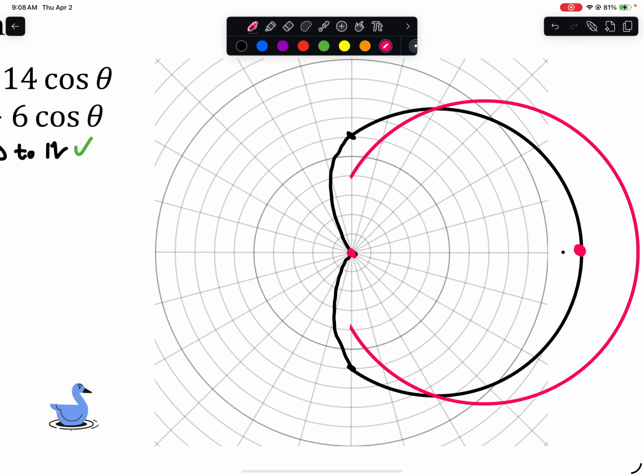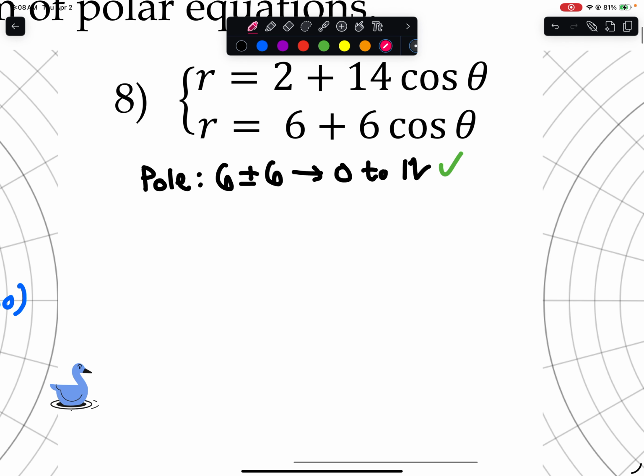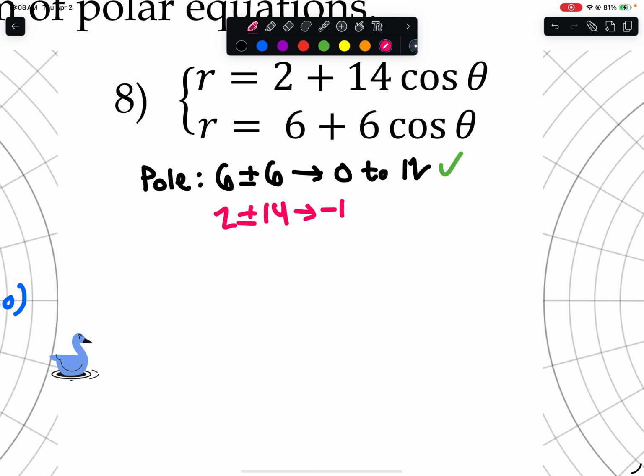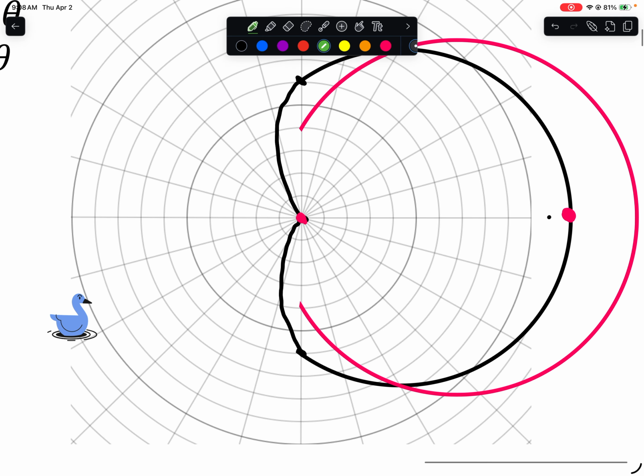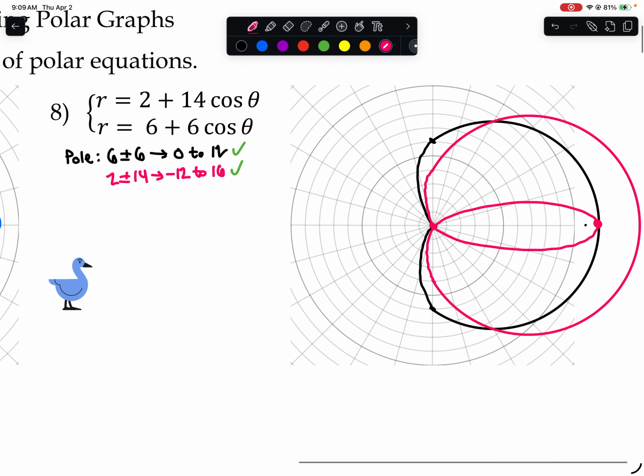So I'm going to be able to pass through the pole, because when I check the pole over here, I'm going to do the d value, so 2 plus or minus 14, which is going to give me negative 12, going until we get to 16. So 0 is included in that interval, so that means I am going to pass through the pole. So over here, pass through the pole, and then I'm going to go to the inner loop, which is going to be way over here, and then we're going to come back around.